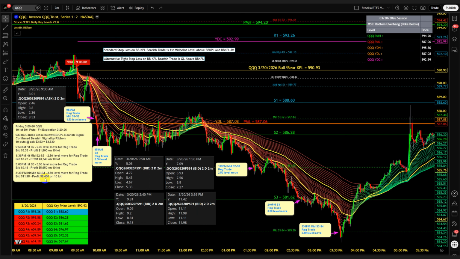Now we'll move on to the AMD chart. Before we do that, just quickly again, this was a BBKPL bearish trade. So our stop losses were the same as on SPY. The first midpoint above the bull bear KPL is the standard, and the tight stop loss, if you prefer that, is the QL above.